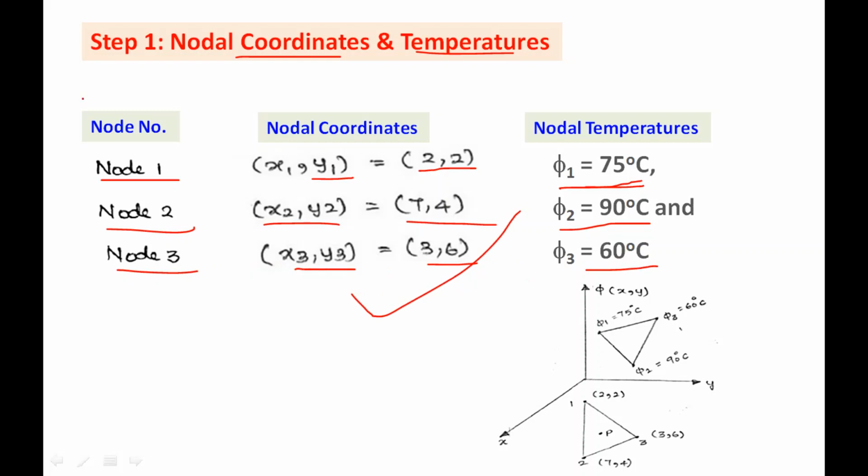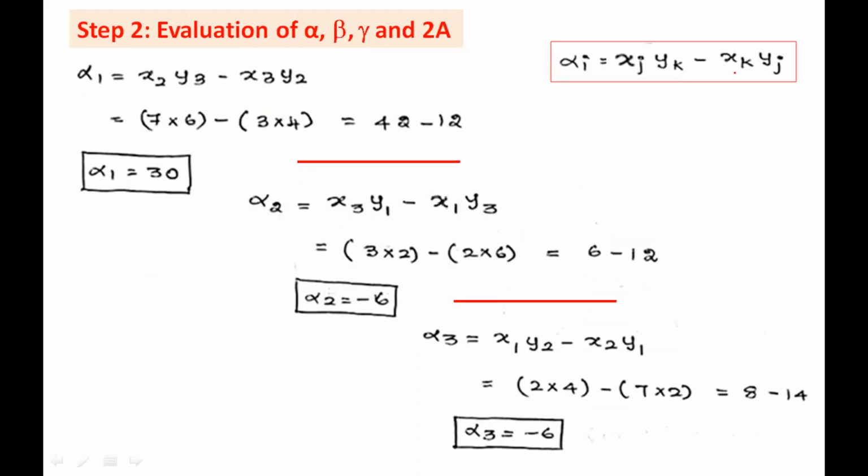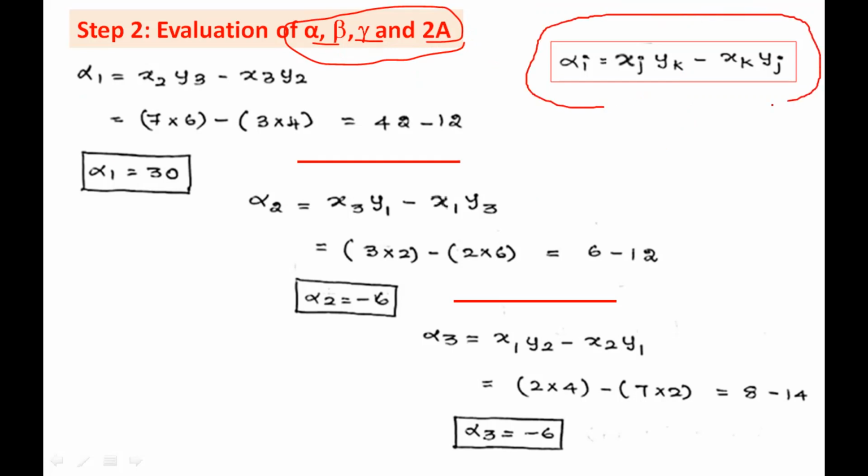For finding the temperature inside the element, first we have to know what N1, N2, N3, the shape functions, are. So to find N1, N2, N3, we need alpha, beta, gamma and 2A. So first we will find these alpha, beta, gamma and 2A terms. Now, what is the alpha term? The general expression is like this. For easy remembrance, we are using the i, j, k notations.